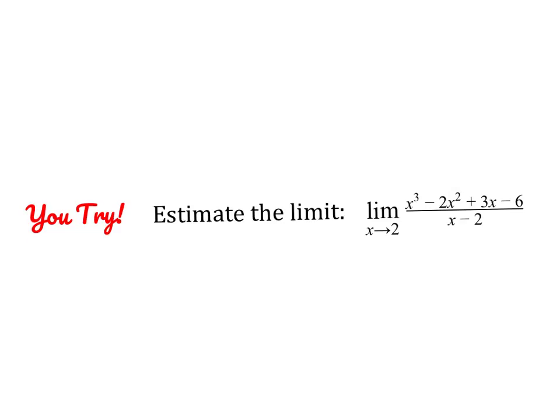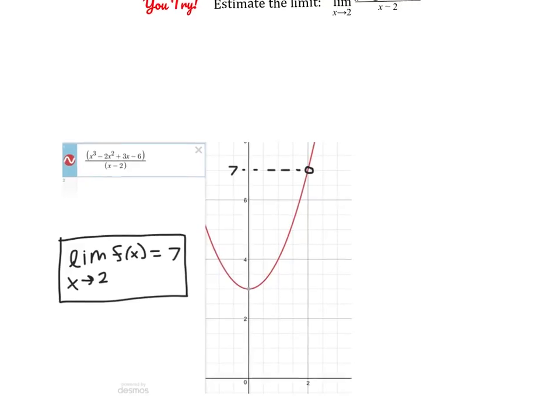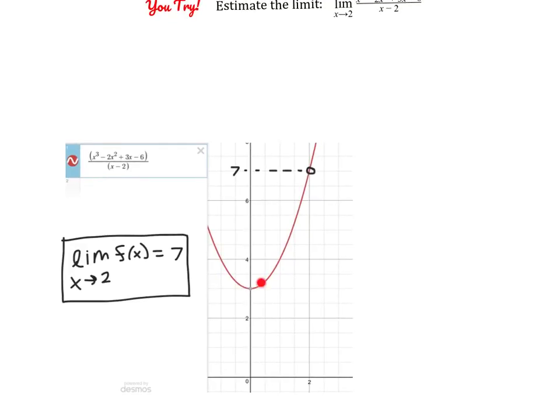Okay, I'll go ahead and try to estimate this limit using a graph. All right, so here is a graph of that function. You can see as x approaches 2 from the left and as x approaches 2 from the right, it's going to reach this unique point at y equals 7. So that is our limit. As x approaches 2, it is equal to 7.